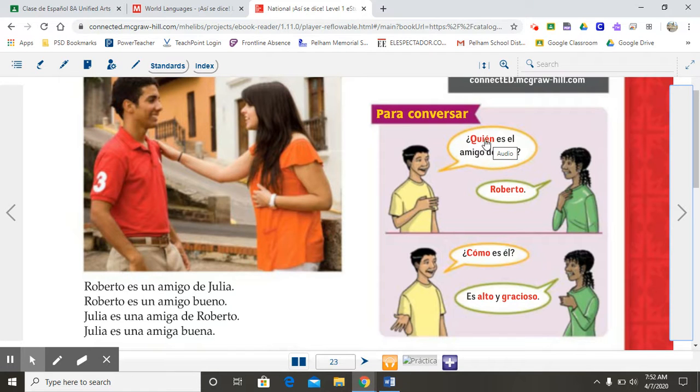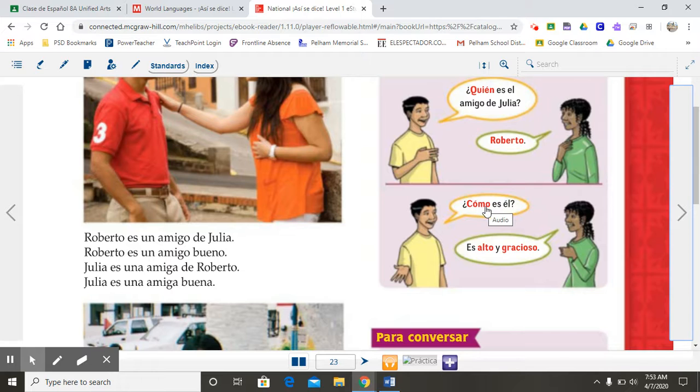Whenever you see this word quién, your answer is almost always going to be a name, because quién means who. Like, ¿quién es el amigo de Julia? Who is Julia's friend? The answer is going to be a name. It could be Roberto. It could be Miguel. It could be Pablo. It could be Smith. It could be James. It's always going to be a name, almost always. Quién means who. Okay?